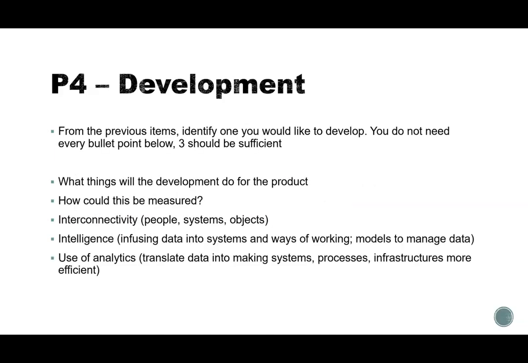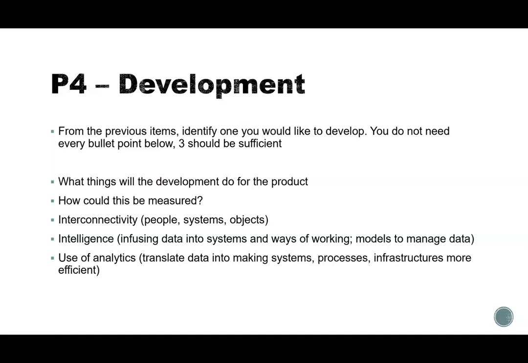You've got, obviously, like I said, what things can be developed for the product, and I think that overlaps with the bullet point in the previous slide. You could look at potentially how things could be measured. So data speed, number of users, costs, anything like that. Interconnectivity, so you could look at, if you have a smart product, what's going to be connected by this product. So again, you've got people, systems, objects.